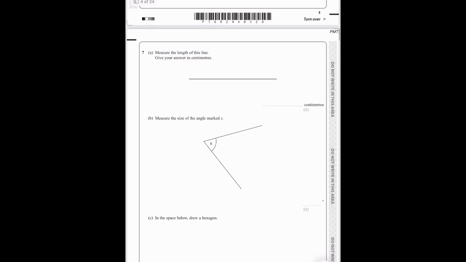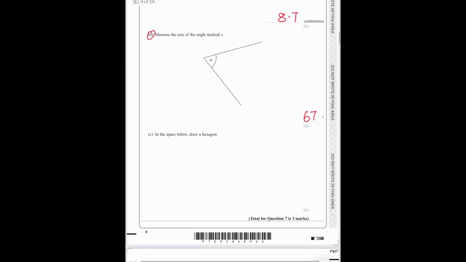Number 7, measure the length of this line, give your answer in centimetres. So this will depend on how you've printed it out, but for the actual one, it is 8.7 centimetres. Measure the size of the angle marked X. Using your protractor, that is 76 degrees. And in the space below, draw a hexagon. A hexagon is 6 sides, it doesn't say regular, so any shape that has 6 sides.